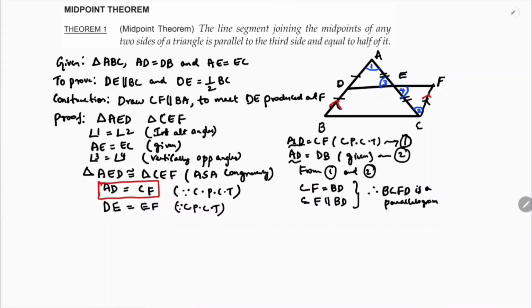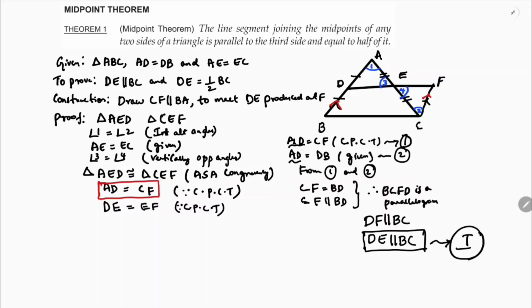Now, as BCFD is a parallelogram, I can say DF is parallel to BC, because opposite sides are parallel. DE is a part of DF, so DE is parallel to BC. This is the first proof.